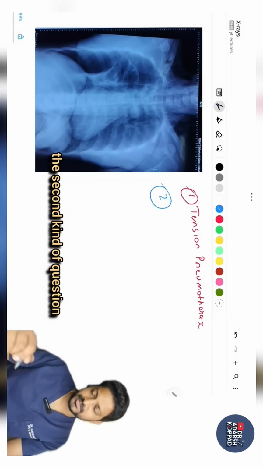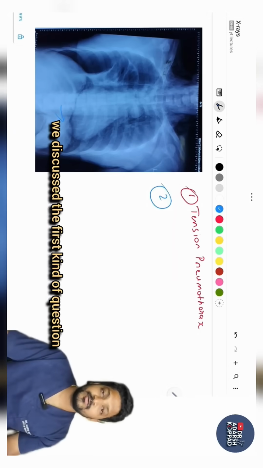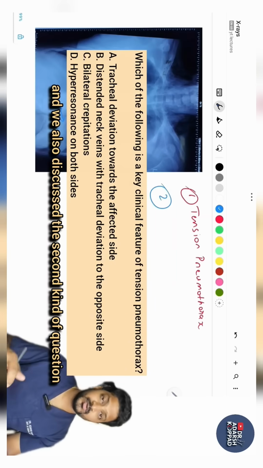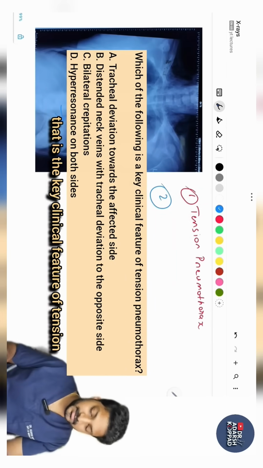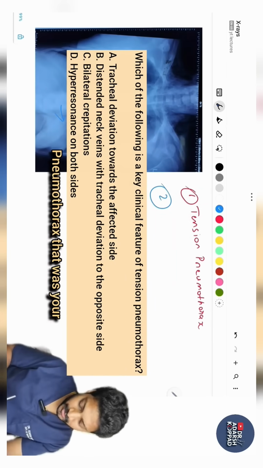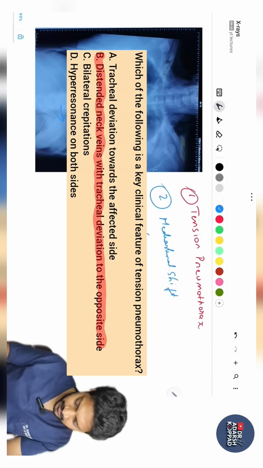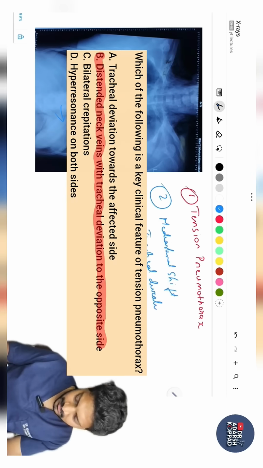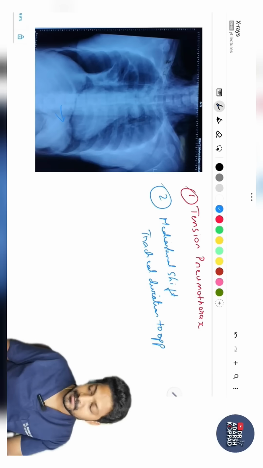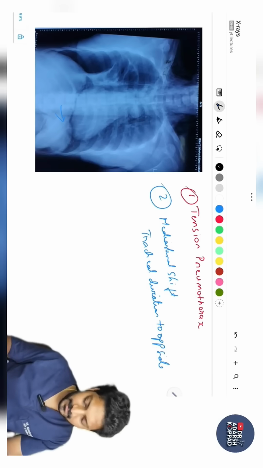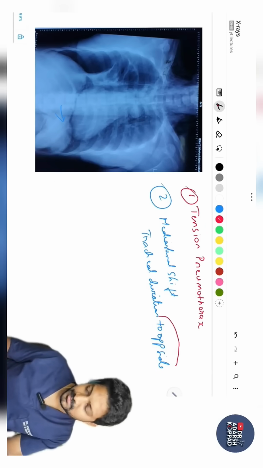We discussed the first kind of question, that is identify, and we also discussed the second kind of question, that is the key clinical feature of tension pneumothorax. That was your mediastinal shift, tracheal deviation to the opposite side. I want you to make a note of this.